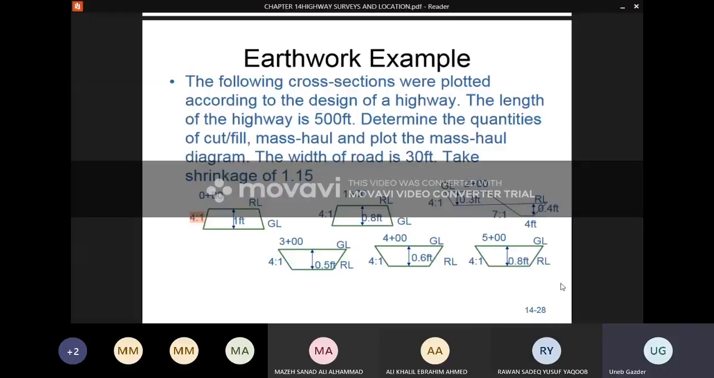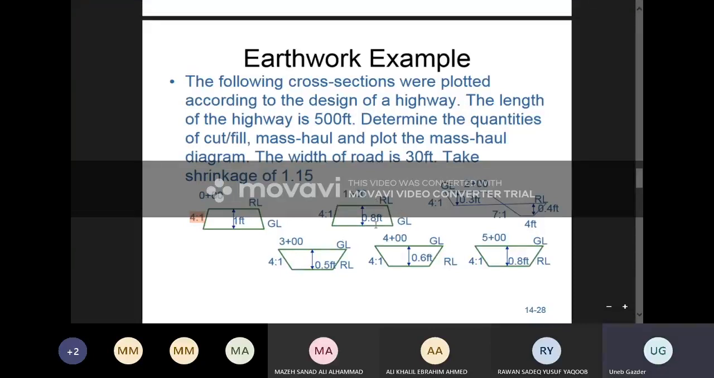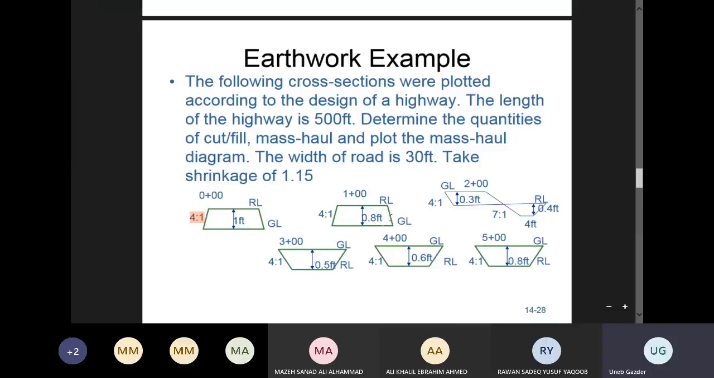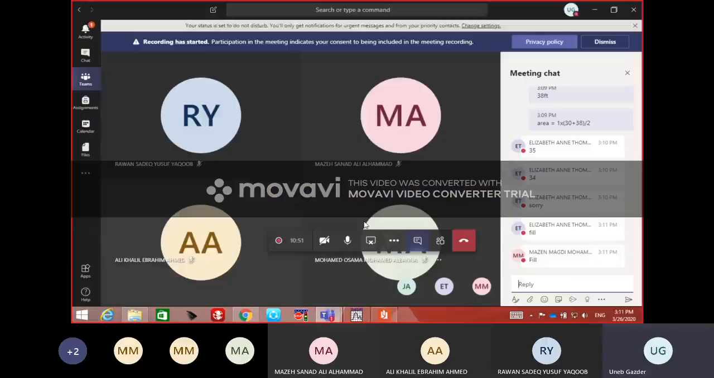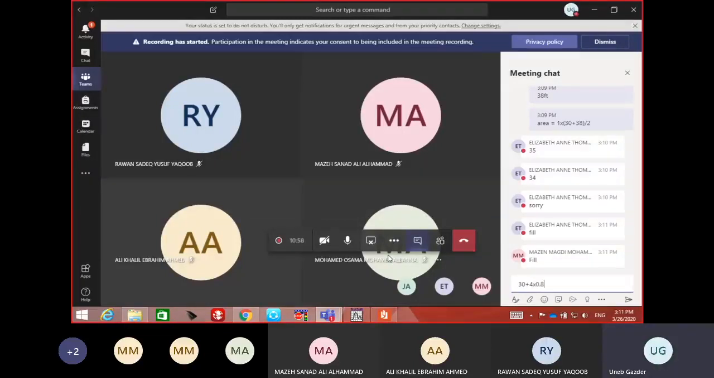Okay. Moving on to the second figure, the second station, 1+00. It's a similar figure, so we can apply the same equation here. We have 30 feet this width, and we have to calculate the width at the ground level. Again we have the same slope, but the difference in elevation is now 0.8. So the width of the ground level will be 30, which is the top width, plus 4 into 0.8, which is the difference of elevation, plus the same on the other side as well. How much will this be?